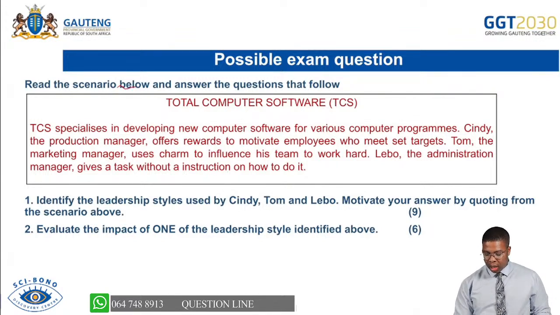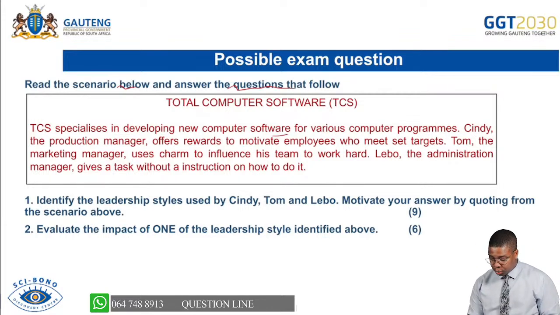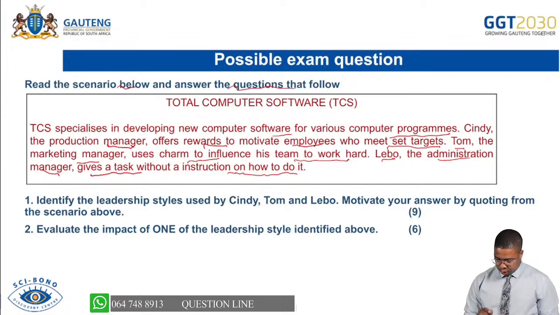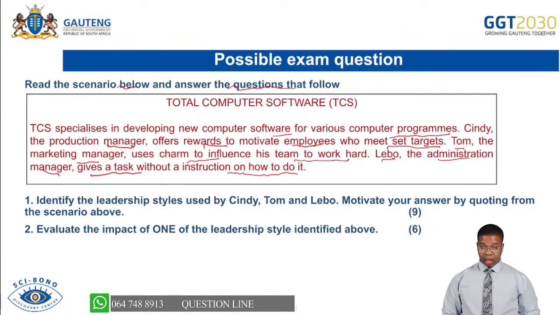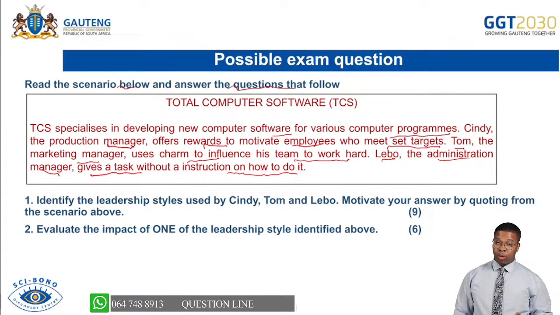Read the scenario below and answer the questions that follow. Total Computer Softwares specializes in developing new computer software for various computer programs. Cindy, the production manager, offers rewards to motivate employees who meet set targets. Tom, the marketing manager, uses charm to influence his team to work hard. Lebu, the administration manager, gives a task without instructing how to do it. So meaning the employees are given a task, but they are not told how to complete it.